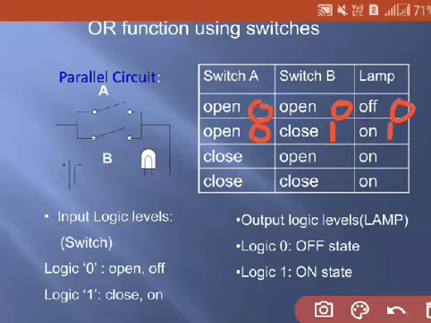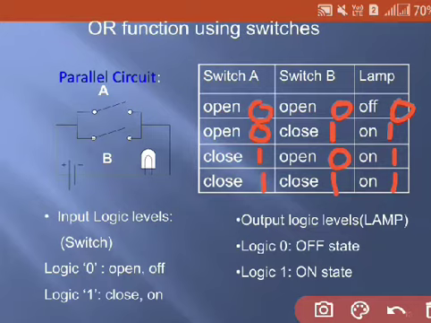Similarly, switch A is closed 1, switch B is open, that is 0, and lamp will be on, that is 1. And switch A is closed 1, switch B is closed 1, and lamp is on 1. So this is the corresponding truth table for OR gate.